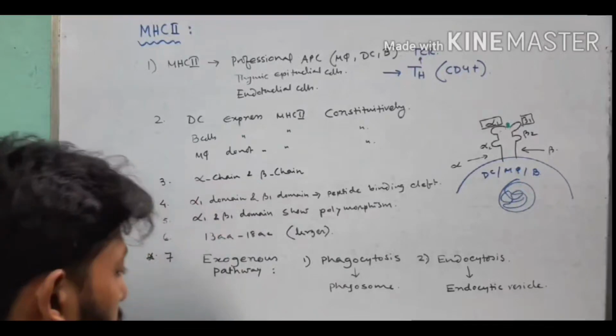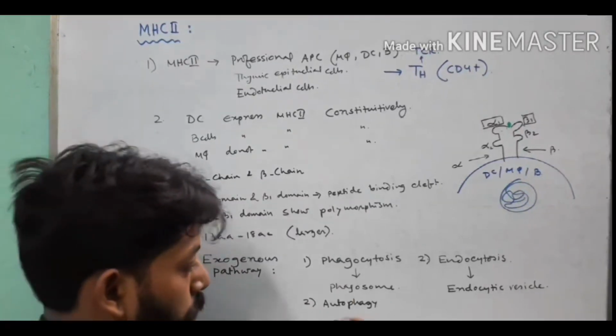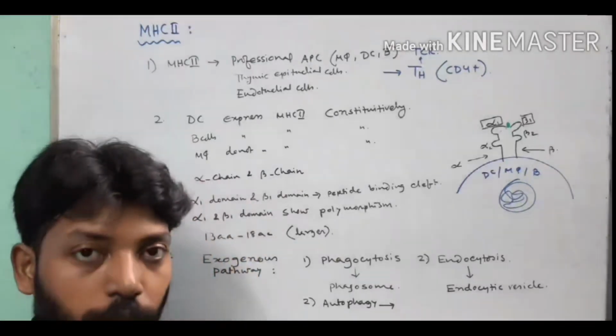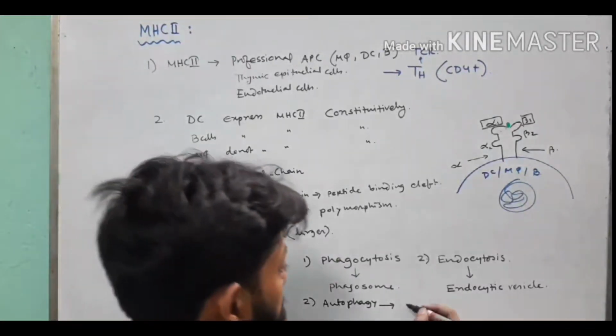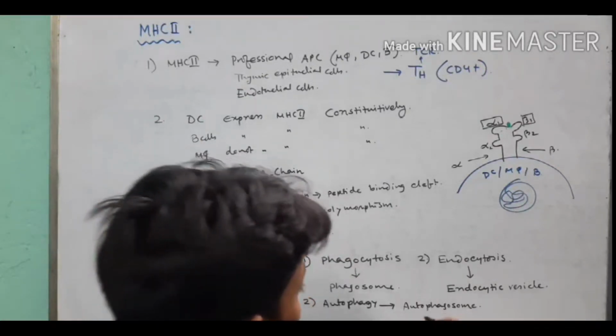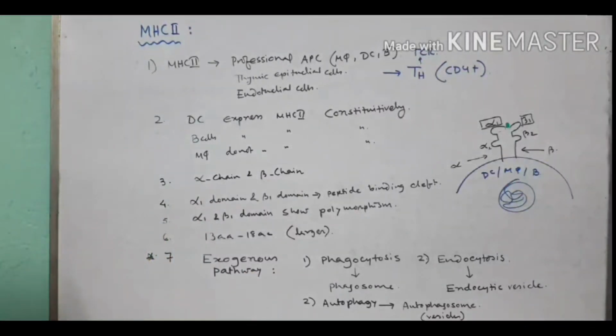And the last point is autophagy. When autophagy is performed, the self-antigen or the cell's organelles are present in the autophagosome. This autophagosome is also a vesicle. So these all are vesicles. Okay. So these are all the basic facts about the class II MHC molecule.